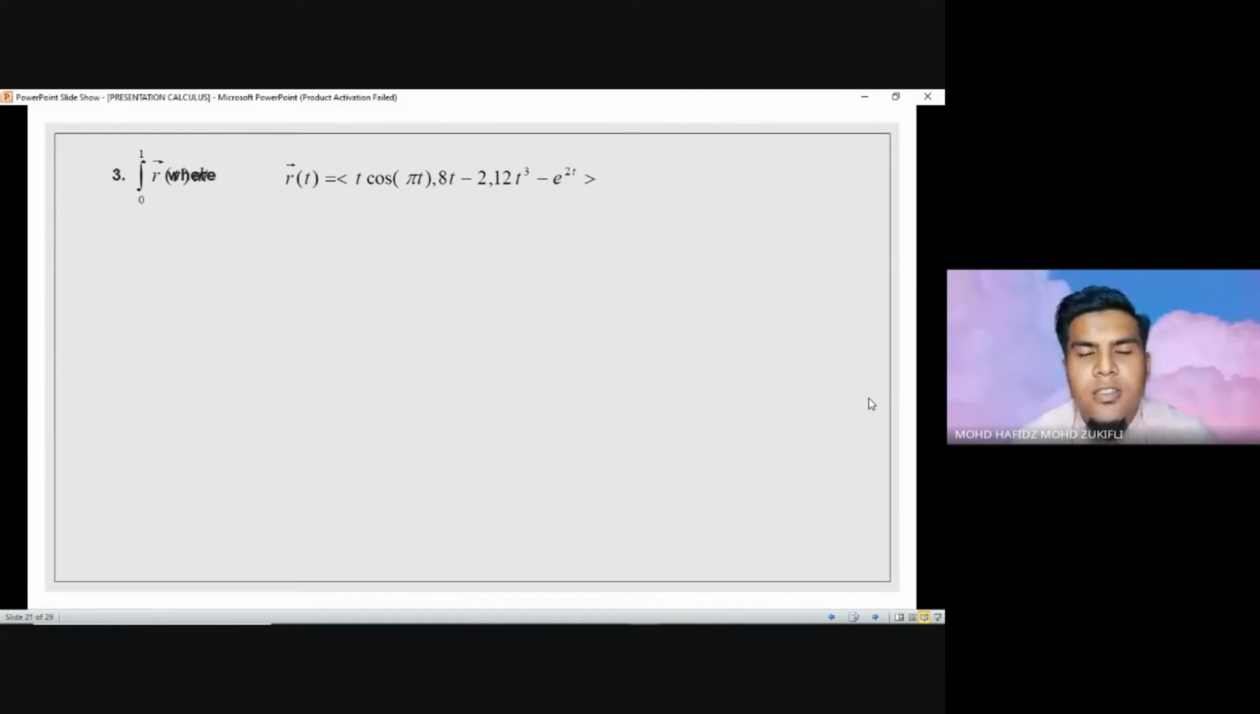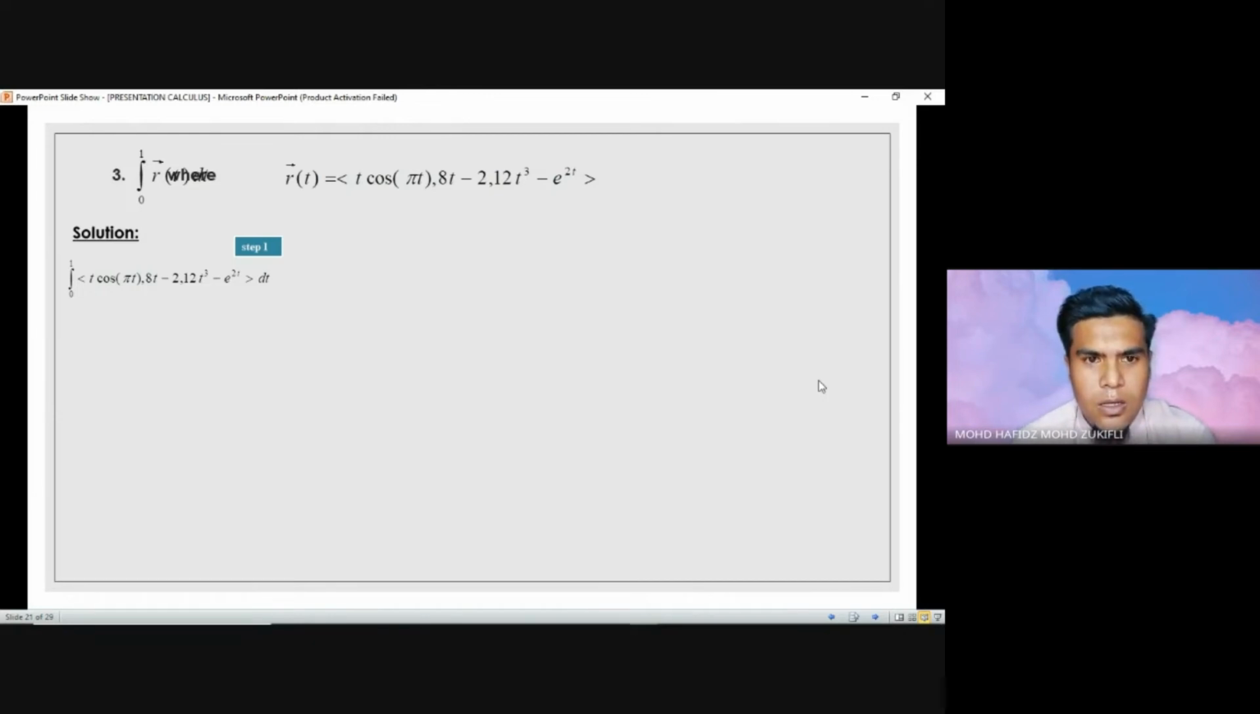Okay, for section 1.9, question number 3. We must integrate vector r, and the vector r we know is t cos pi t, 8t minus 2, and 12 t cubed minus e to the power 2t. So we substitute into the formula for the integration of vector r.